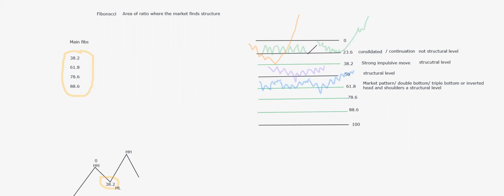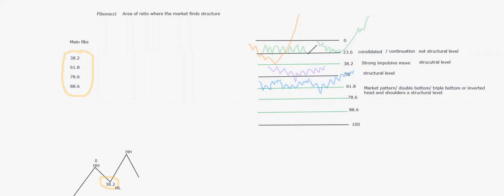Okay. Same thing happens on 78.6. You see the same thing on 78.6. Some type of market pattern. Double top, double bottom, triple bottom, right? Excuse me, double bottom, triple bottom, inverted. You see the same thing on 78.6.